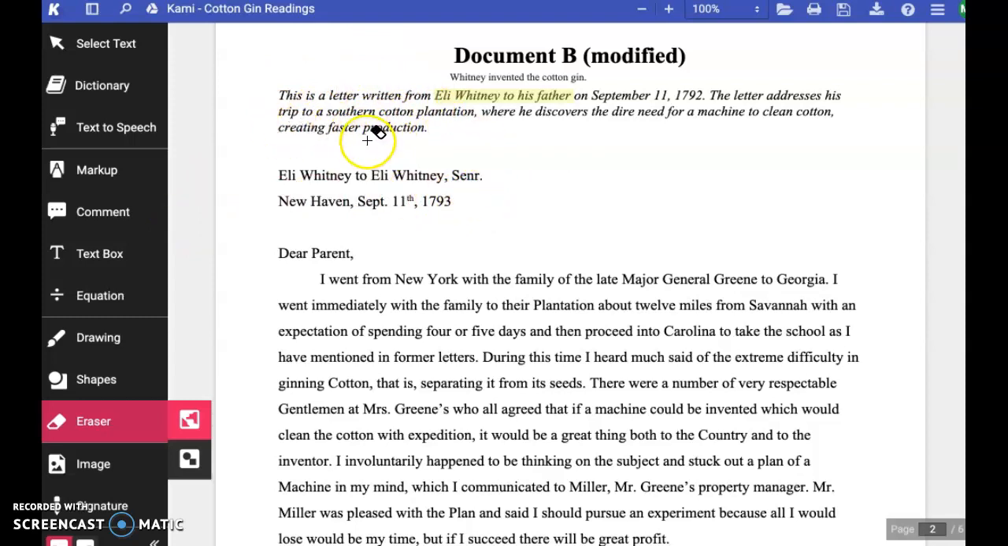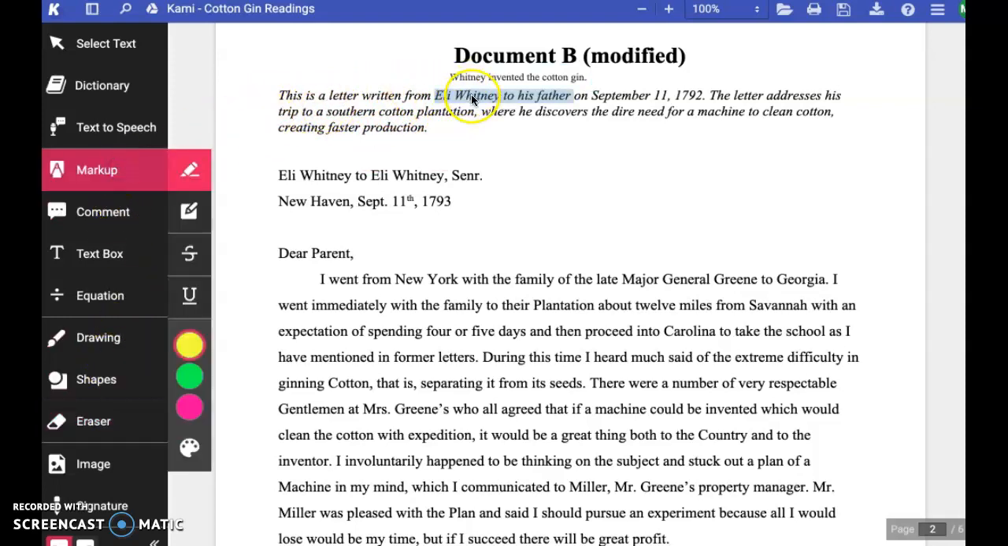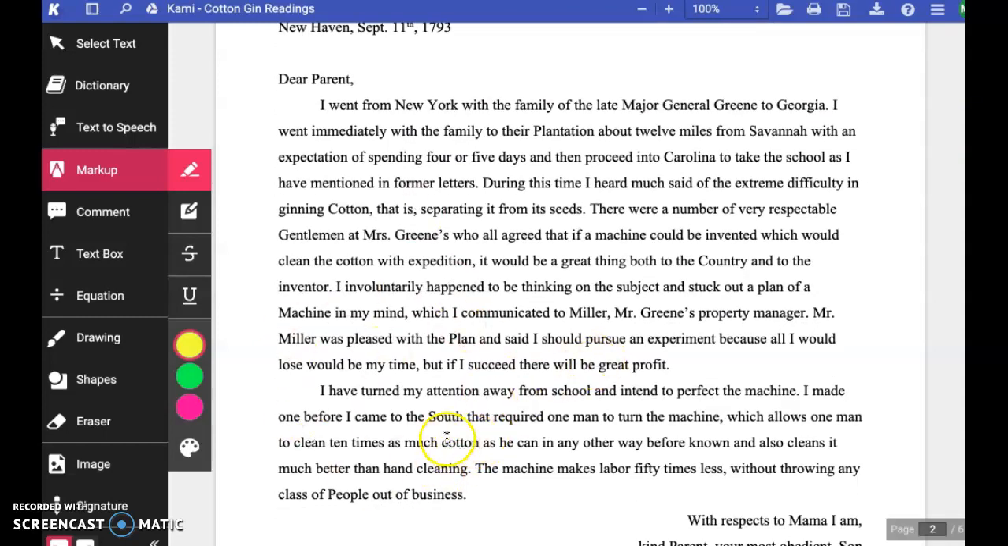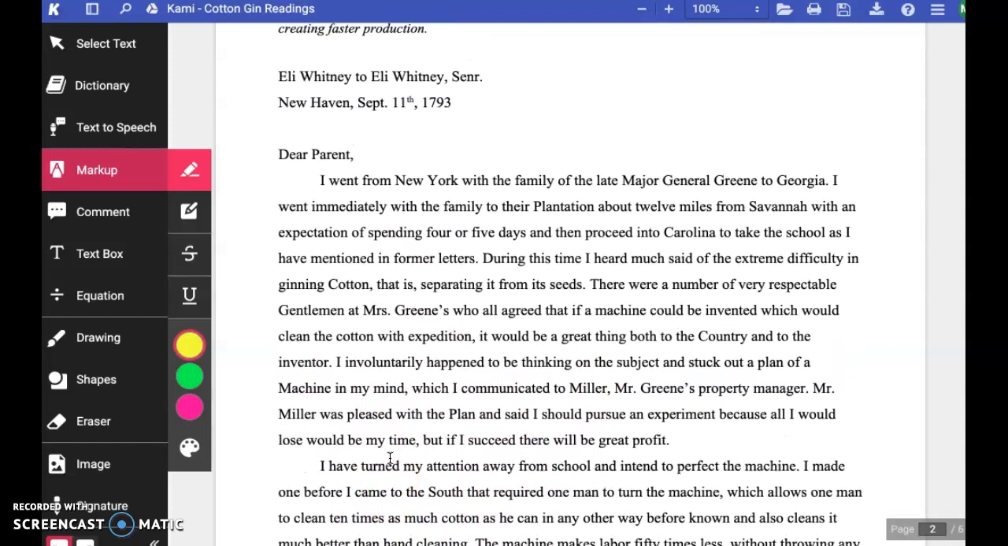Okay, so this document is a letter written from Eli Whitney, who was the inventor of the cotton gin. I'd like you to highlight that and make a note that Eli Whitney was the inventor of the cotton gin. On September 11th, the letter addresses his trip to a southern cotton plantation where he discovers the need for a machine to clean cotton, creating faster production. Okay, we're going to read through his letter. Our main focus, our main information is going to come from the second paragraph.